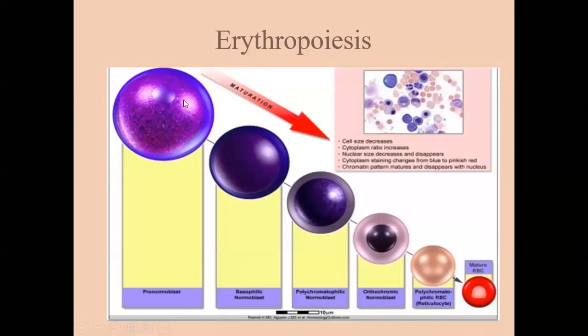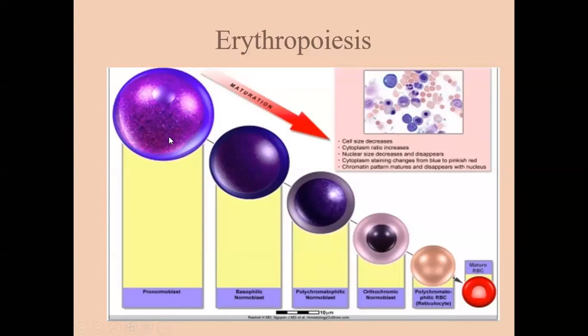Okay. Then nuclear size decreases, ma'am. Is there any nucleus in the RBC? No. Nucleus is lost. This is a pale area, not nucleus. So these are the three changes that occur. This you must remember: cell size decreases, cytoplasm from blue to pink, and nucleus is lost.